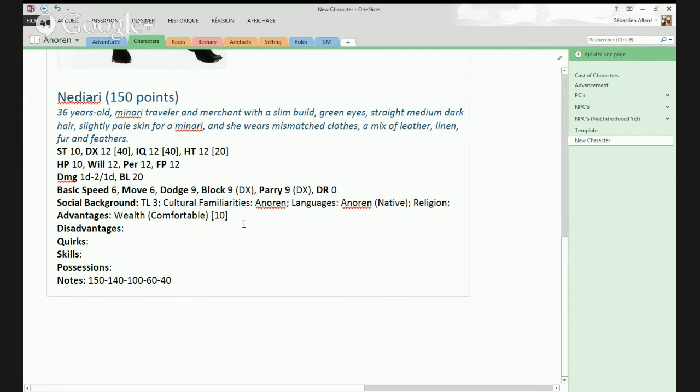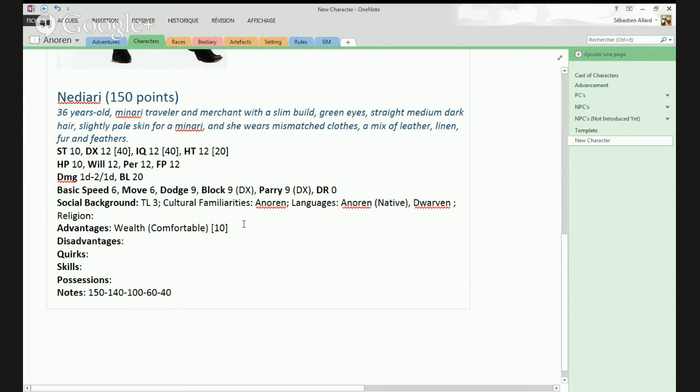I'm gonna give her another language. I want her to speak Dwarven, because she wants to basically do commerce with other species, other races. So I'm gonna give her Dwarven. Language in GURPS comes in 4 levels. You have none, broken, accented, and native. So I'm gonna give her an accented Dwarven tongue. That costs me 4 points.